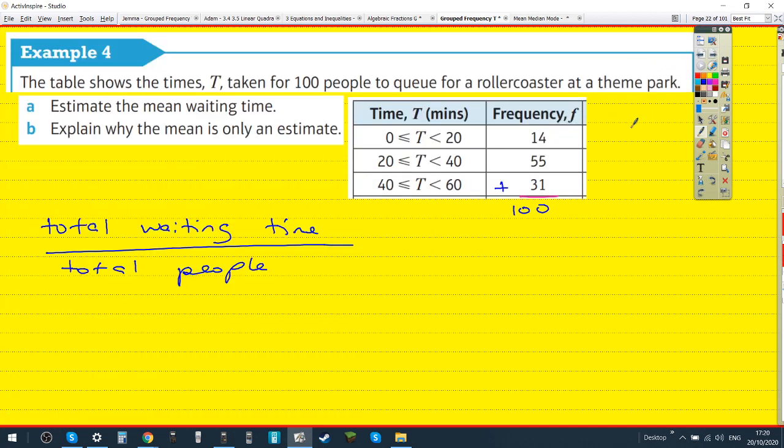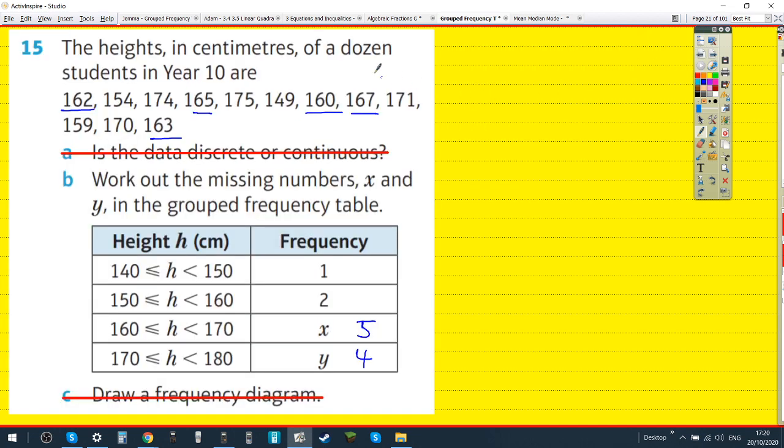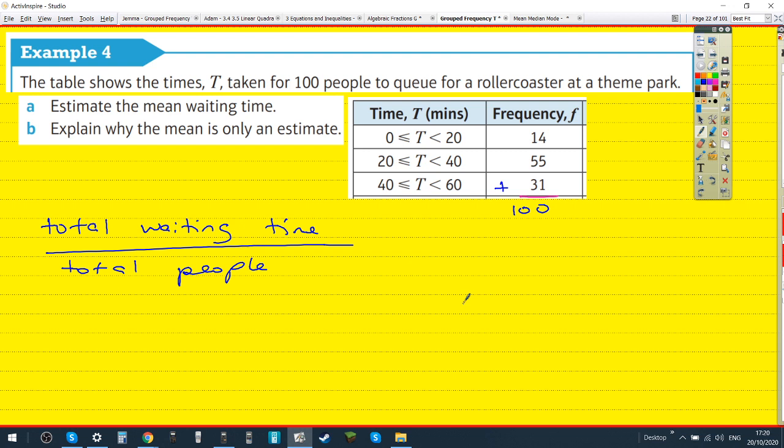So this one is different data. It's been summarized down. If you had to find the mean for this data, you would just add them all up: 162 plus 154 plus 174, and divide by 12. For this one, we don't know what the original was because it's been summarized down. So we don't know if all 14 were 10 minutes. It was probably spread out. So we just take an estimate and say that all 14 were 10 minutes. We just use the midpoint.